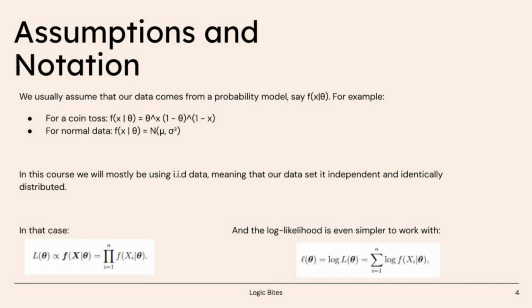We usually assume our data comes from a probability model, say f(x | θ). For example, for a coin toss, f(x | θ) = θ^x (1 − θ)^(1−x). For normal data, f(x | μ, σ²). In this course, we'll mostly deal with i.i.d. data, meaning x1, x2, ..., xn are independent and identically distributed.